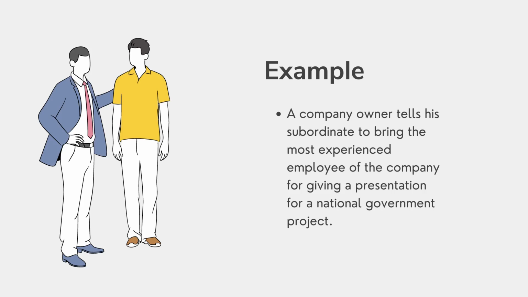So here we can see that the company owner tells his subordinate to bring the data. The subordinate is bringing the data for the company owner. If the company owner brings the data directly, it will be primary data. But if someone else or the subordinate is bringing the data for the company owner, it will be secondary data.